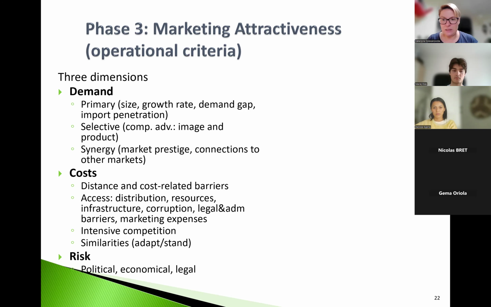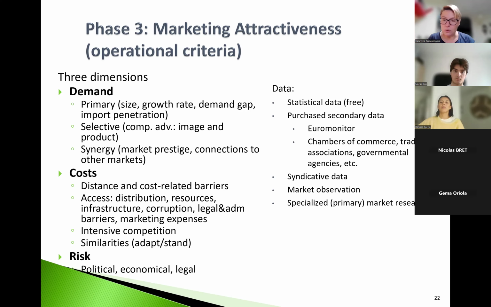And then we have risk, like, is it politically stable? Is it a developing economy? Are there any issues? Are there any tensions? Is it close to a war zone, and then people don't want to buy imported goods because they have other things on their mind, right? So these are all the elements that you assess here, and you try and find more detailed data, right?